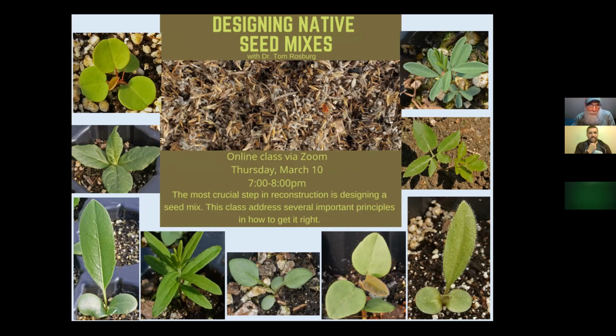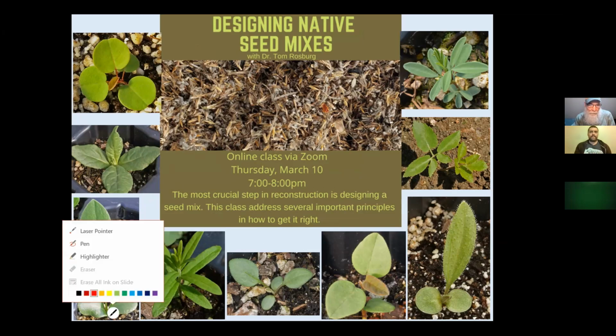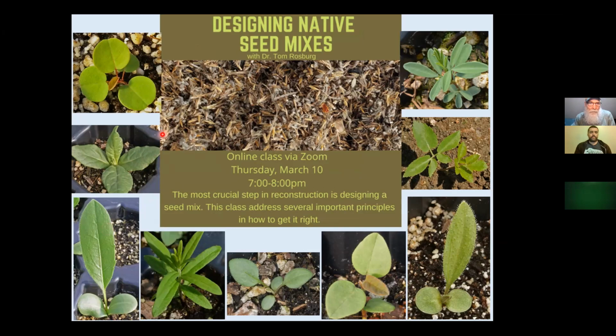Let me get my pointer. We got lead plant there, which is of course Amorpha canescens. This is Western ironweed or prairie ironweed, Vernonia fasciculata. This one is compass plant, Silphium laciniatum, butterfly milkweed. This is Ratibida pinnata, gray-headed coneflower.